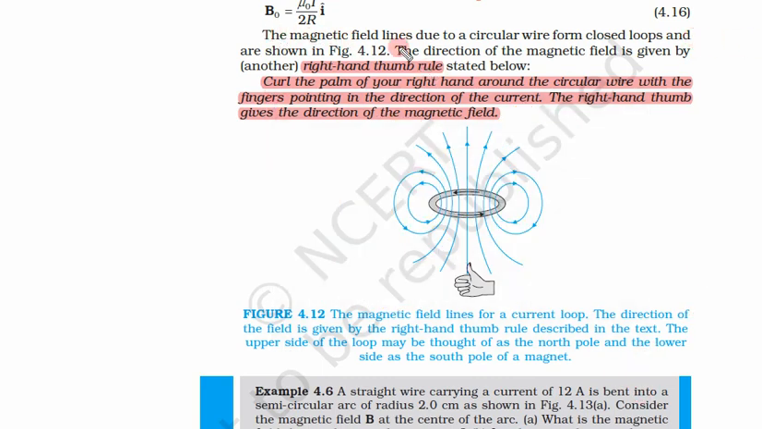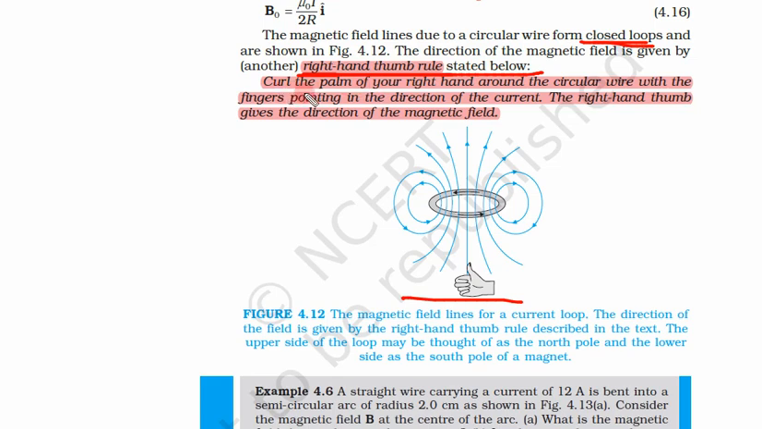So the magnetic field lines due to a circular wire form closed loops. This is very important and is shown in the figure. The direction of the magnetic field is given by the right hand thumb rule. Okay, so how is the magnetic field direction given by the right hand thumb rule? It is stated below.